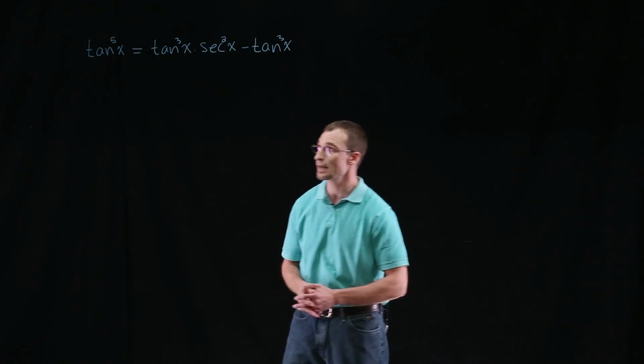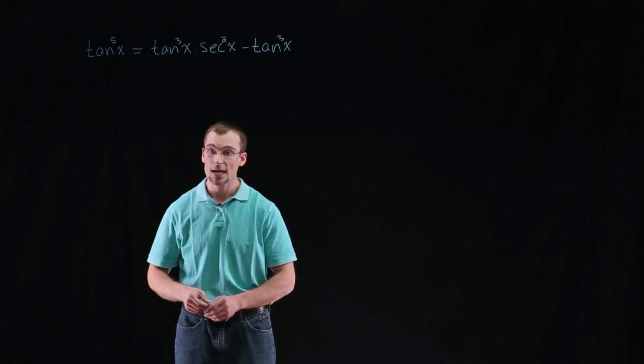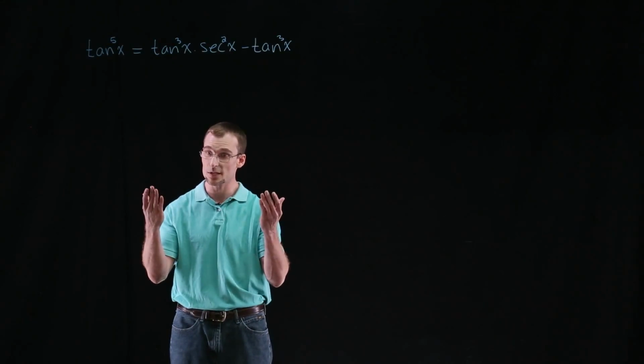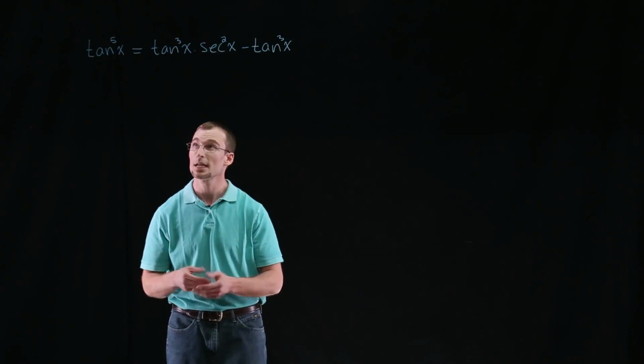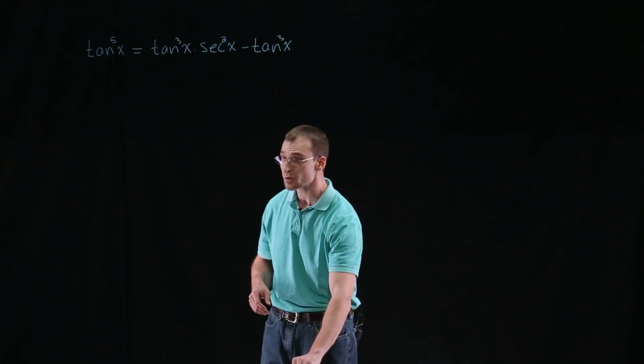Again, when verifying an identity, what we want to do is show that one side of the equation is equal to the other. The rule of thumb that we've been using so far is to take the more complicated side of the equation first and work with that. I think we can agree that the more complicated side is the right-hand side, so we'll start with that.